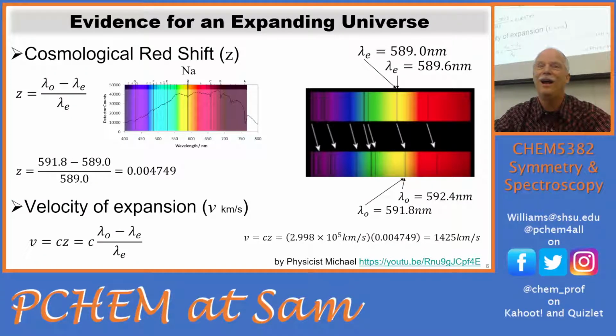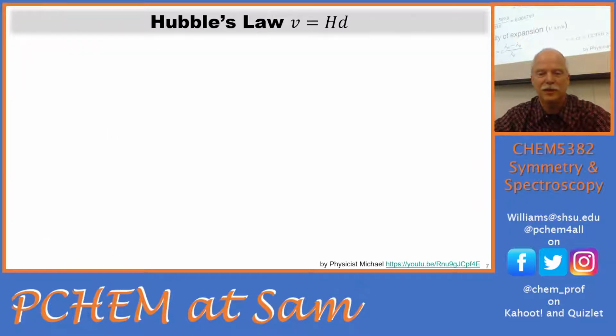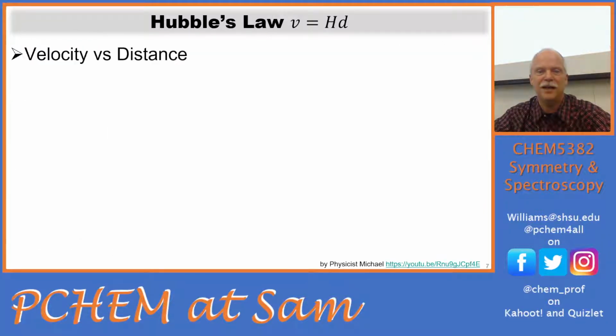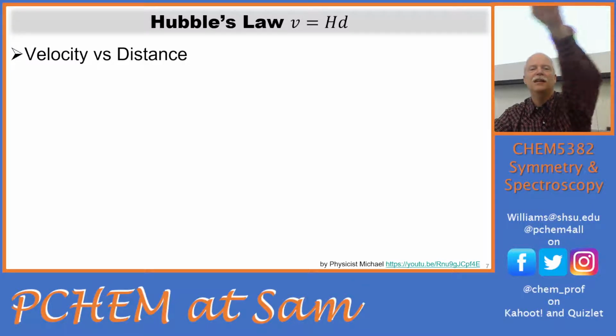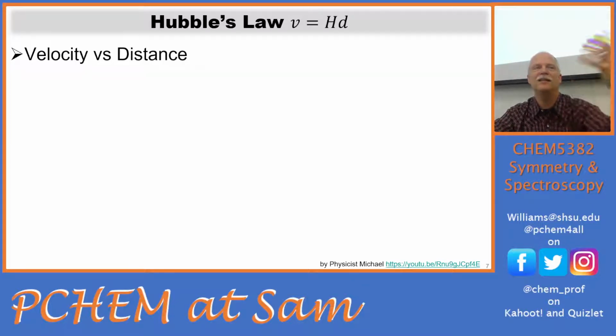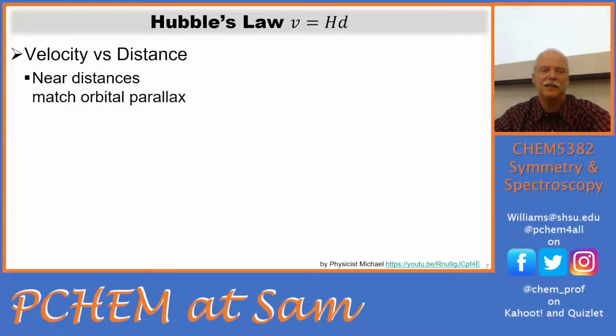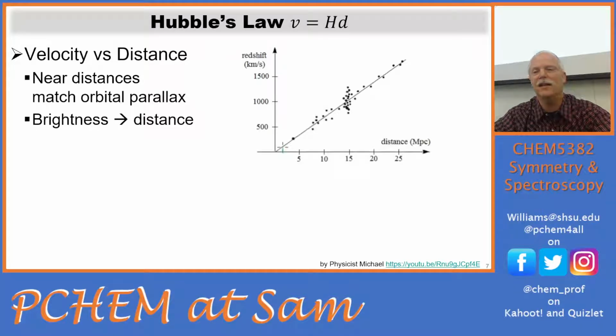Woo! That's fast. That's a lot of kilometers, but we're a long way away. And so we can see that effect far away. Now we can take that and if we measure this velocity versus distance, it's a linear relationship. And so this, like I said, the near distances match this orbital parallax, which is sort of the 3D vision using our orbit as our two eyes. And it tells us that brightness is distance. And look how linear it is.